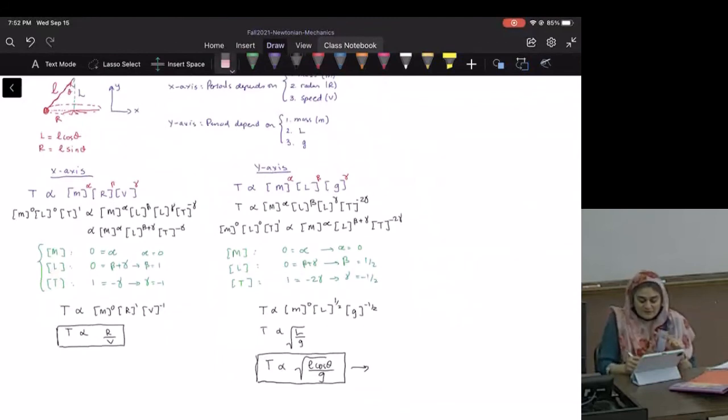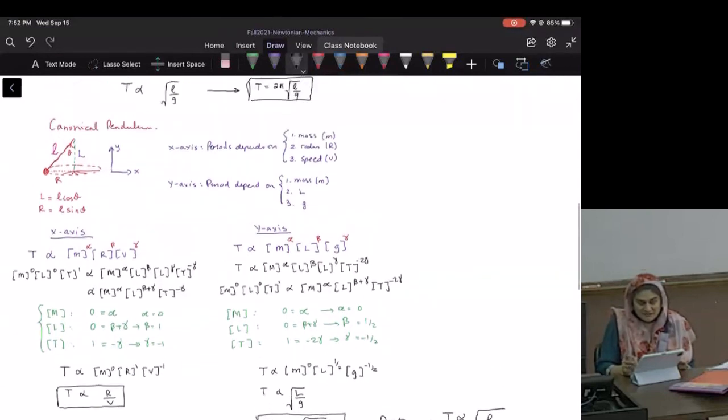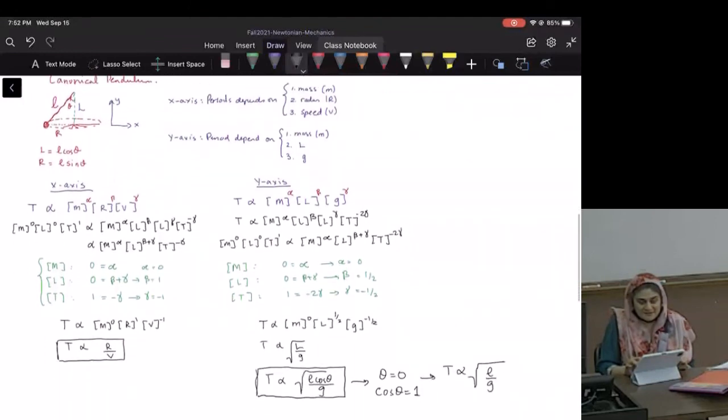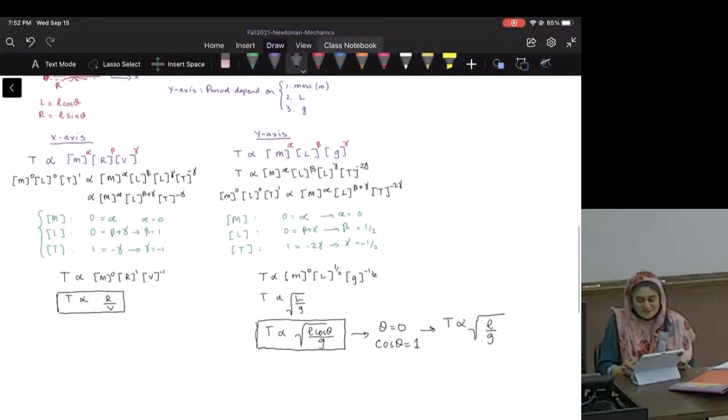So if theta becomes 0, then cosine of theta becomes 1, and what does this equation reduce down to? Root L over G. Which was the same equation as that of a simple pendulum. Yep. So basically, a conical pendulum is a simple pendulum plus a centripetal motion.